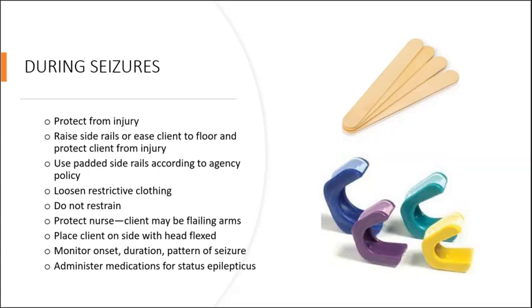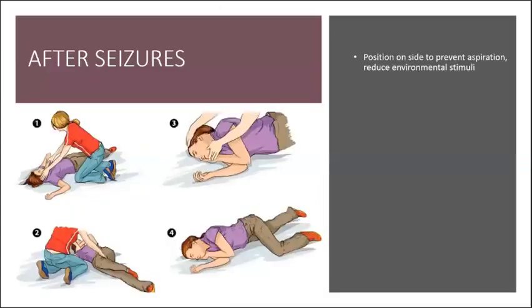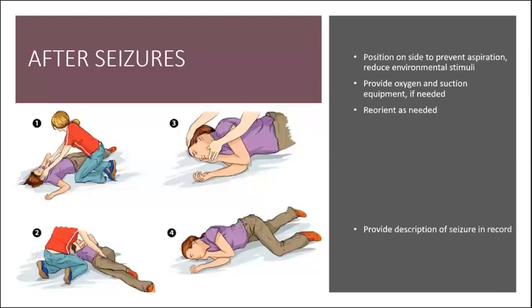So what would be our plan after seizures? Again, we want to position on the side to prevent aspiration. We want to reduce environmental stimuli. We want to provide oxygen and suction equipment if needed. We want to reorient the clients when they become conscious. We want to provide a description of the seizures in our records.